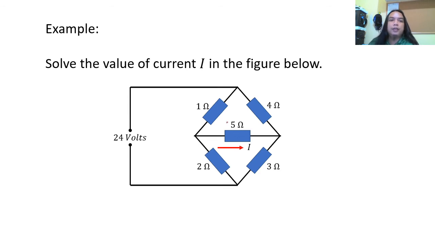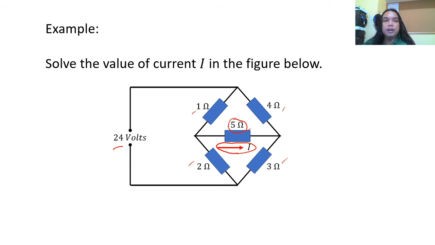Okay, so we have an example here. Solve the value of current I in the figure below. We need to solve this current here, in which the load is 5 ohms, and we have a supply of 24 volts. So we have 1 ohm, 2 ohms, 3 and 4 ohms, then 5 ohms at the center.